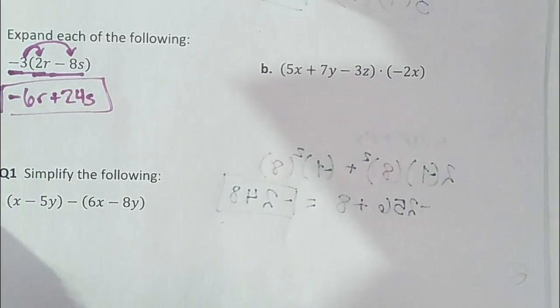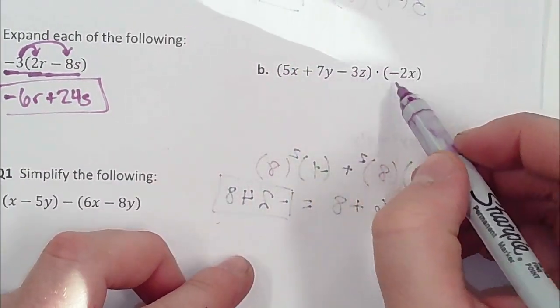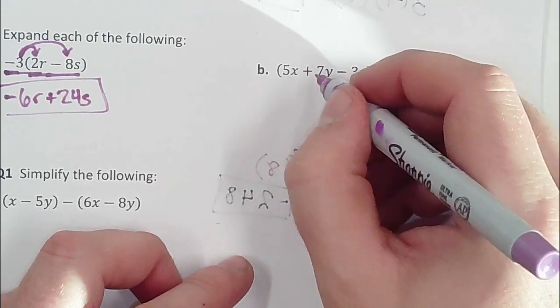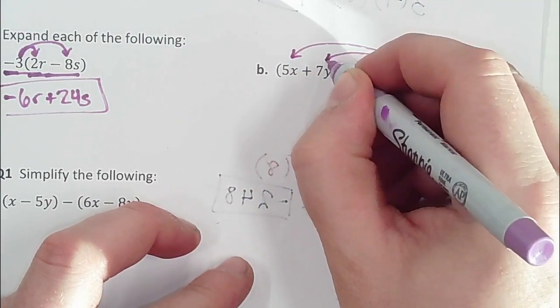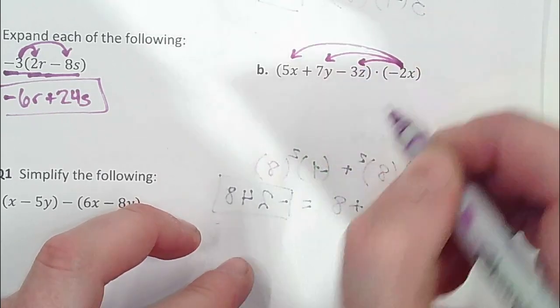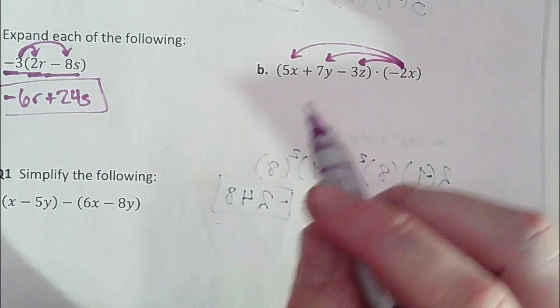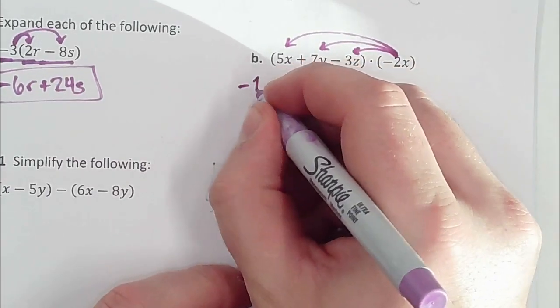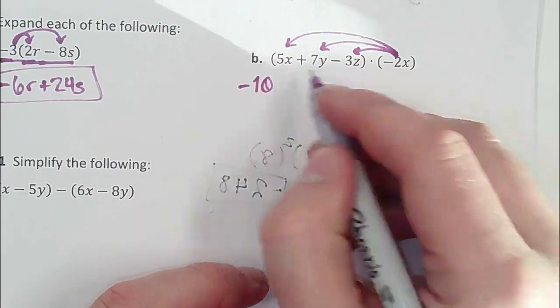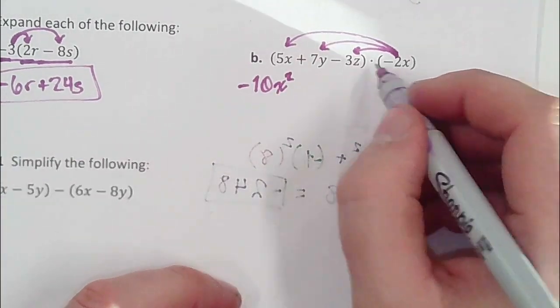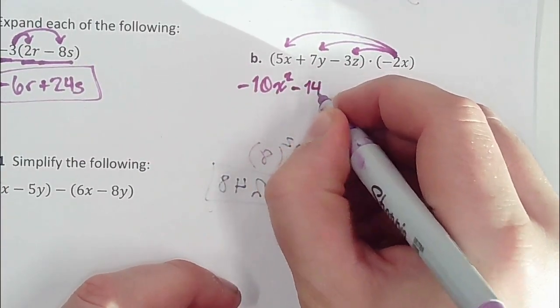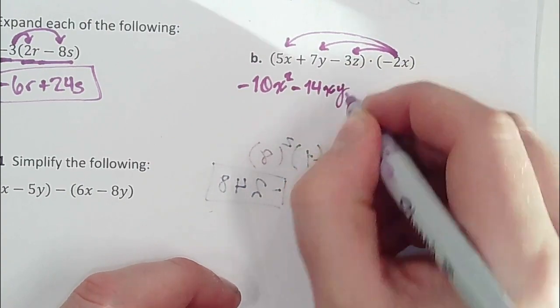Over here, using the same logic, we're taking this whole term and timesing it by this whole term. Well, of course, there are pieces inside here. So we can multiply each individual piece by negative 2x. Well, 5 times negative 2 is negative 10. And x times x is x squared. Over here, we've got negative 2 times 7, which is negative 14. And x times y is just xy.